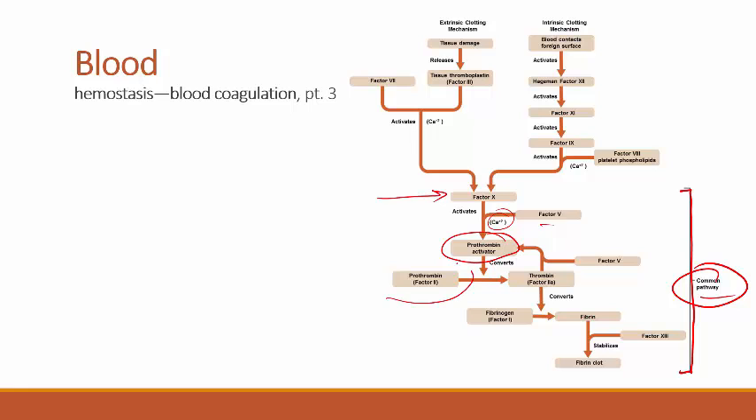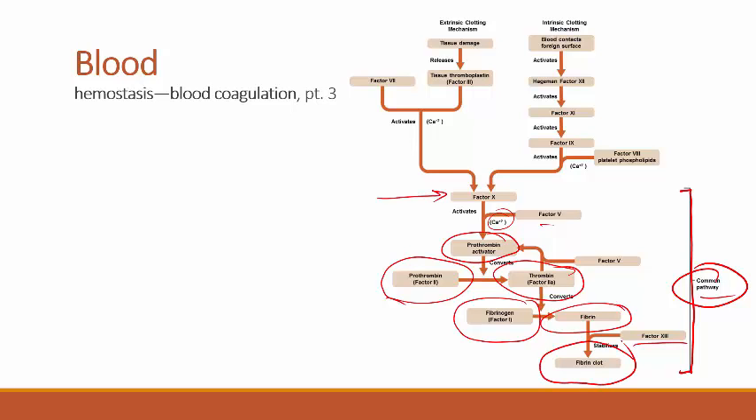Prothrombin activator will convert prothrombin into thrombin, and then thrombin will convert fibrinogen into fibrin. And factor 13 comes along here, and it stabilizes the fibrin, and eventually a clot forms. Okay, by the way, I don't expect you to memorize these pathways. That's not what's important here.